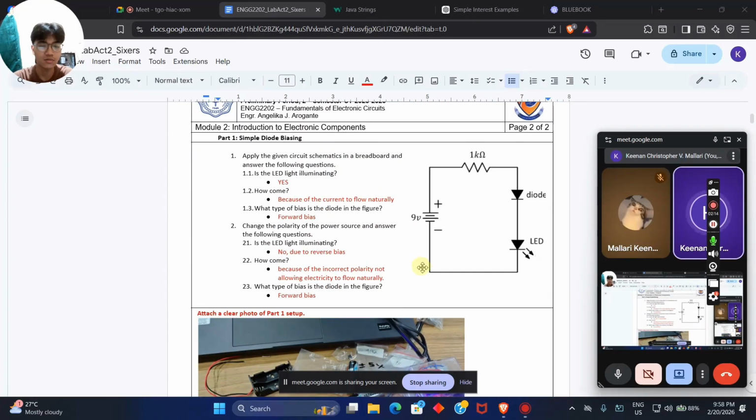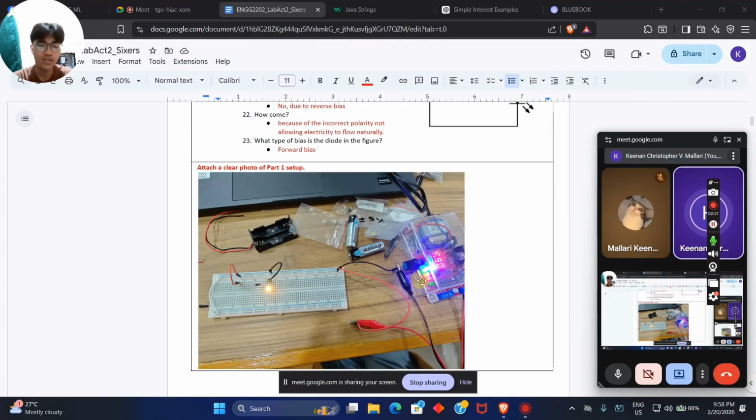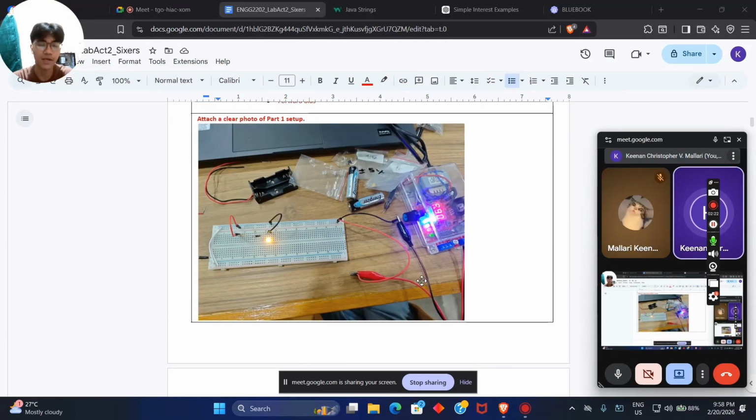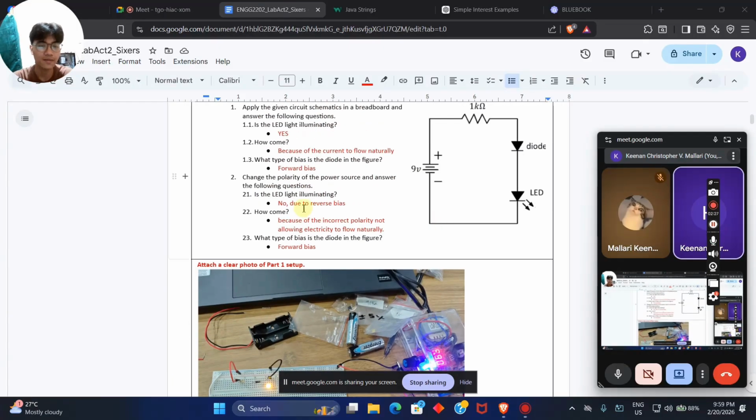And let's go to 1.3. What type of bias is the diode in the figure? The orientation of the diode is at forward bias, allowing the LED to light up. Number 2, change the polarity of the power source and answer the following questions.